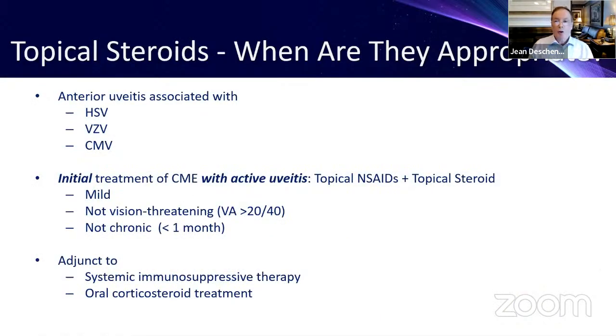So topical steroids, when are they appropriate? So yeah, infectious disease, herpes simplex virus, varicella virus, CMV retinitis virus, you could use them, but you have to be cautious. Initial treatment of CME with active uveitis, personally I like to use topical NSAID plus corticosteroid, but that has to be mild, like vision better than 20/40 and not chronic. Also, the topical steroids are an adjunct to systemic immunosuppressive therapy in chronic uveitis and oral corticosteroid treatment.